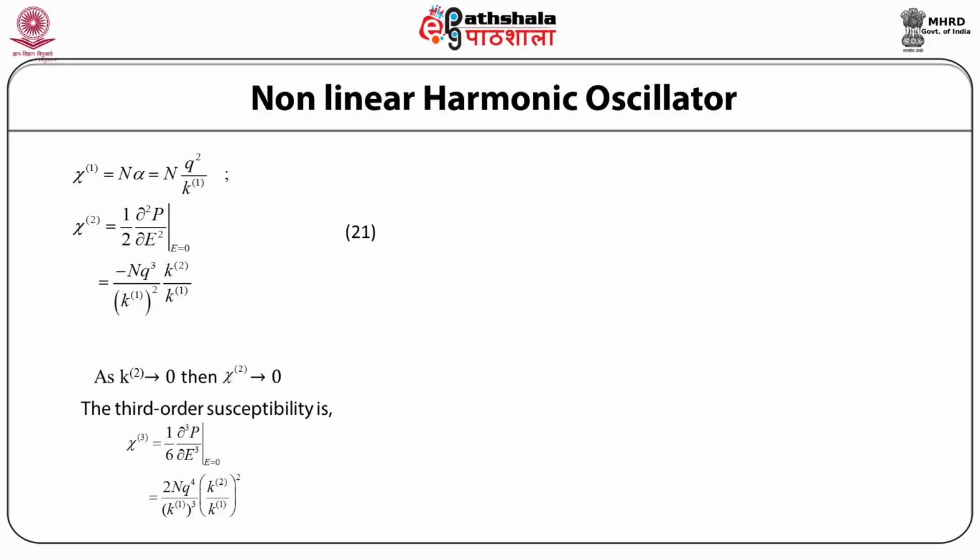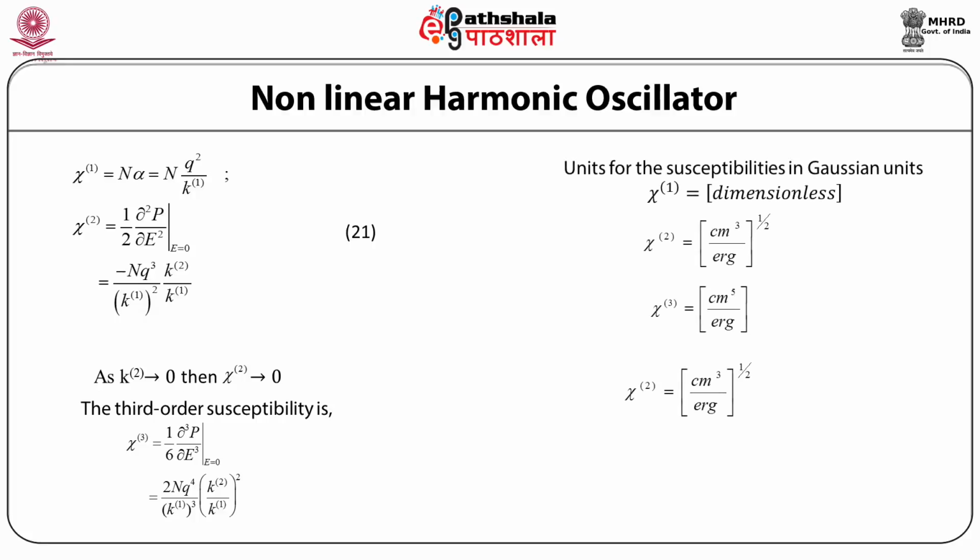The third order susceptibility depends quadratically on k2 and can be represented as chi3 is equal to 1 by 6th multiplied by del qp by del E cube at E is equal to 0, which is equal to 2n q fourth divided by k1 cube multiplied by k2 by k1 square.